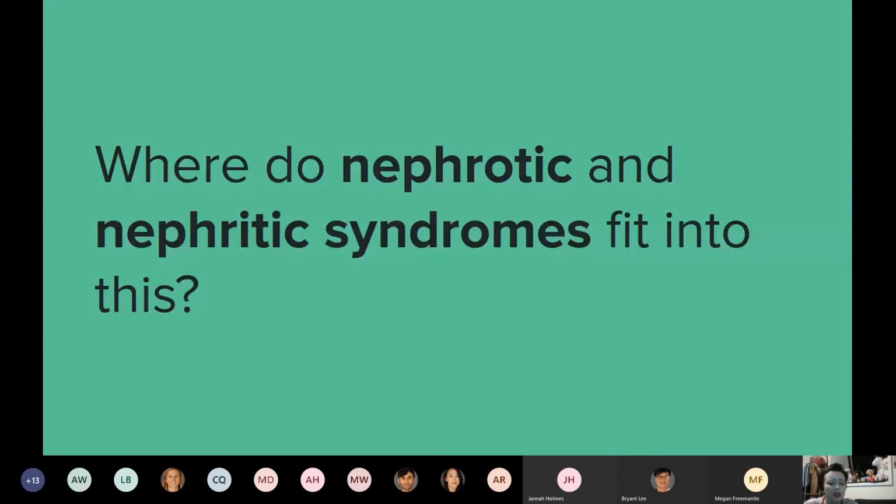How do nephrotic and nephritic syndromes fit into this? This is just to touch on for anyone who does like using those terms. It's more about the way things are presenting rather than being a cause or an etiology in themselves.